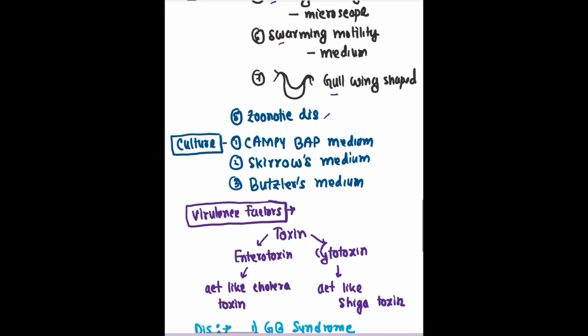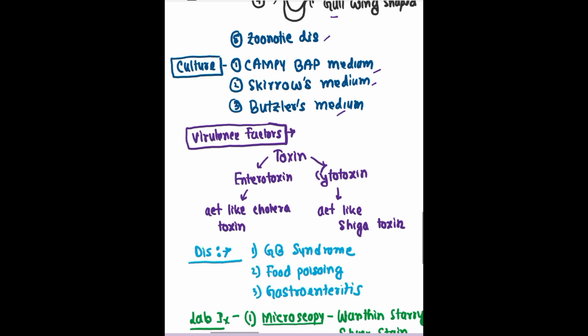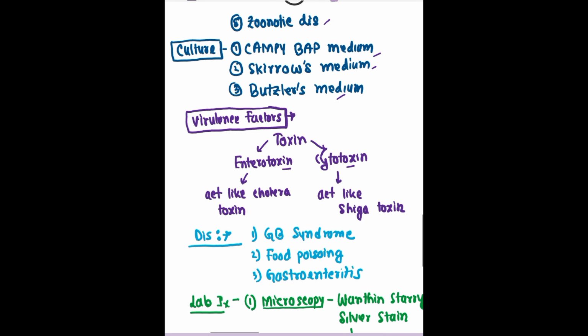It is cultured in Campylobacter media, Skirrow media, and Butzler media. The virulence factors, that means the factors released by Campylobacter jejuni, are of two types: one is enterotoxin, one is cytotoxin. Enterotoxin acts like the cholera toxin, that's why it can produce diarrhea, and Shiga-like toxin acts like a cytotoxin, which can produce dysentery.